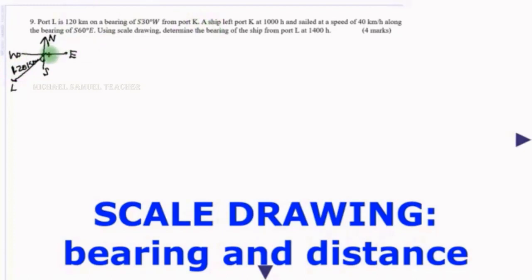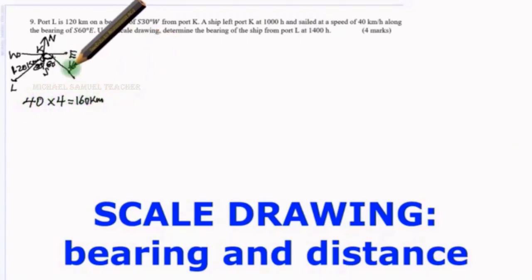Then the ship left Port K at 10:00 and sailed at a speed of 40 km per hour along the bearing of south of east. Again from south, that will be an angle of 60 degrees. This is 30. Fine. Then all the way to a certain point at 14:00 hours. So from 10 to 14:00 hours, those are 4 hours. So the distance the ship covered will be 40 times 4 hours, which is 160 kilometers. That is the distance to where it is.